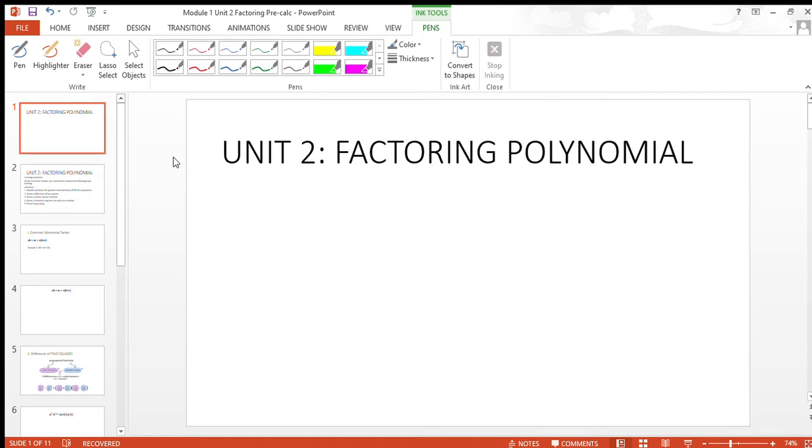So, we are now entering Unit 2 of Module 1. In Unit 1, we have seen how to expand a binomial and how to find the rth term of the binomial. So, in Unit 2, we will now be having factoring of a polynomial. And just a quick review, when we say we have a polynomial, it means that we have several algebraic terms that are being added together.